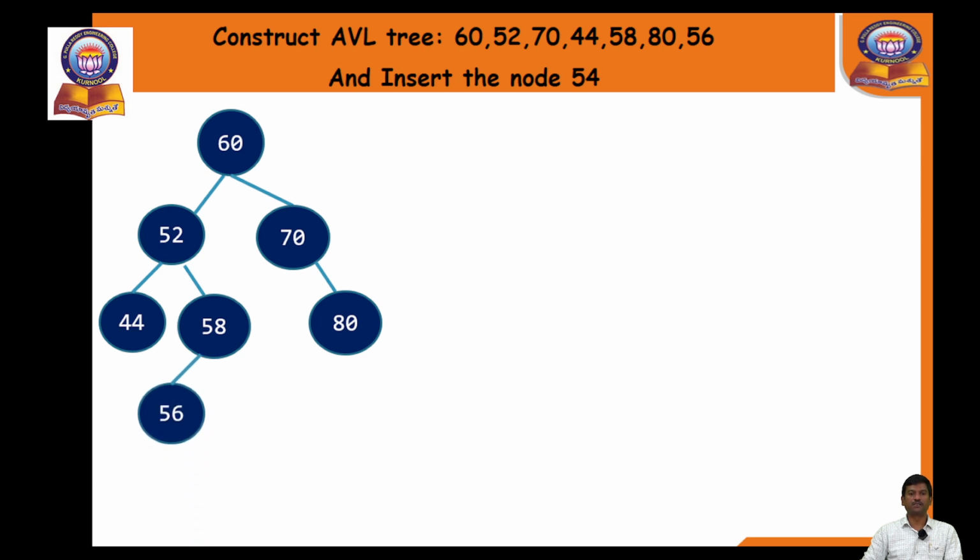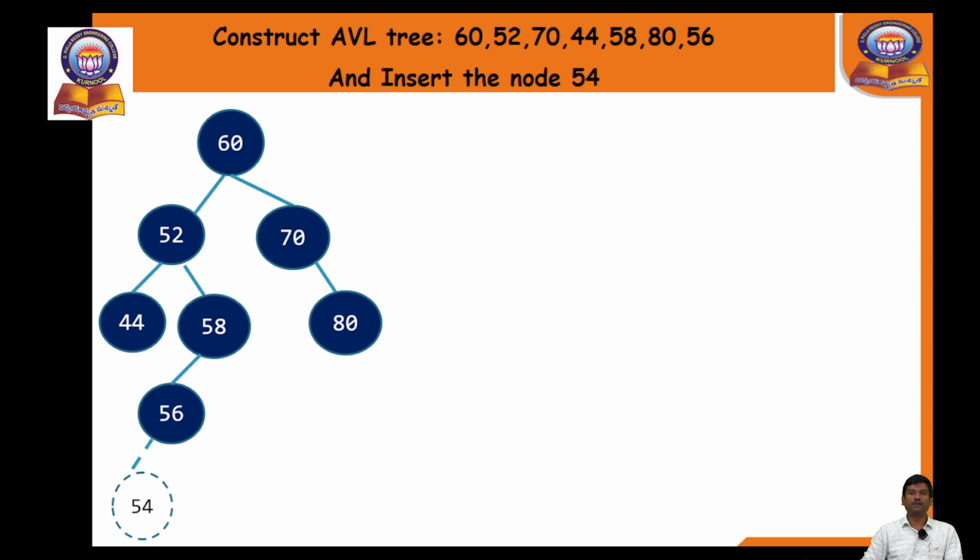So when you are inserting the node 56, try to find the balance factor. Node 56 is equal to 0. 58 is equal to 1. 44, 0. Node 80 is equal to 0. Node 52 will be 1 minus 2, that is equal to minus 1. Node 70, 0 minus 1, that is minus 1. Node 60, that is 3 minus 2, that is equal to 1. So the balance factors are within the allowable range.